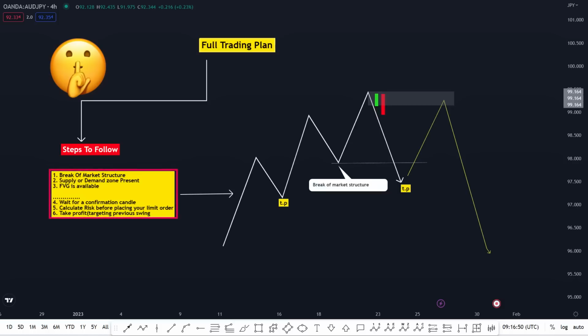1. Make sure you have a break of structure. 2. Draw or identify your supply and demand zones. 3. Check if there is a fair value gap before your supply and demand zone. 4. Then you just have to wait for the market to come to the zone and give you a confirmation candle. 5. Always make sure that you are using proper risk management in your trading. 6. Take profit at previous swings.